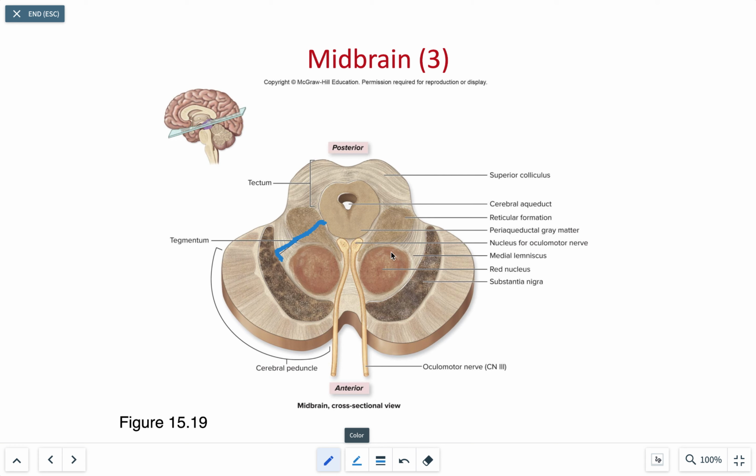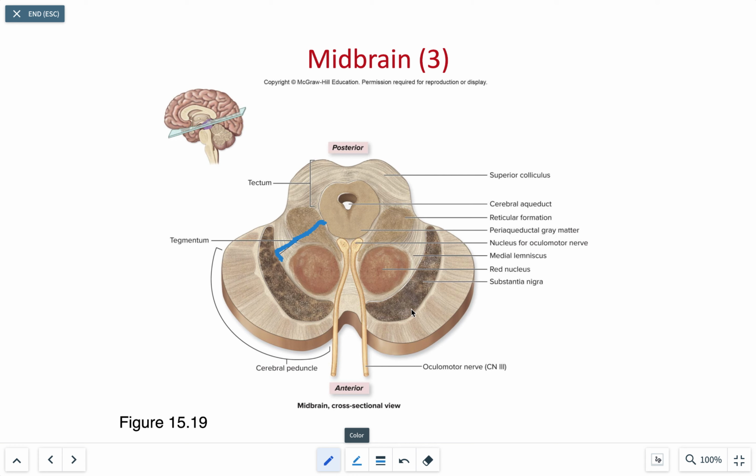In this area, we see the first structure, which is called the red nucleus. The red color comes from blood vessel density and iron pigmentation in the neuronal cell bodies. But more importantly, it gives involuntary motor commands to the erector spinae.